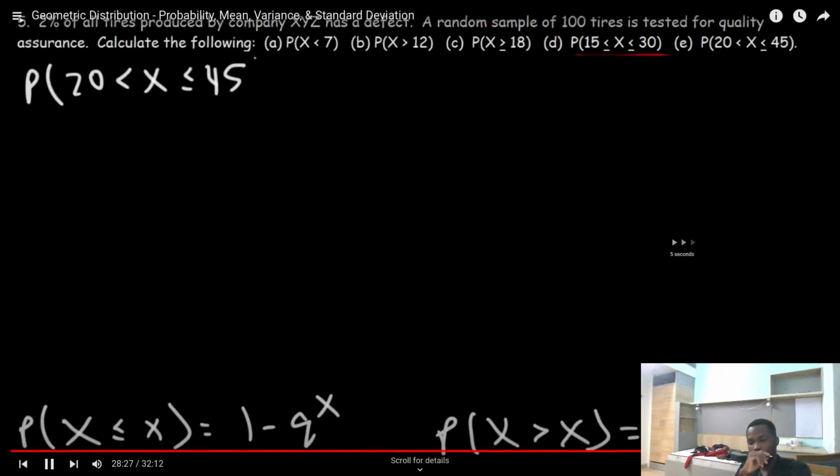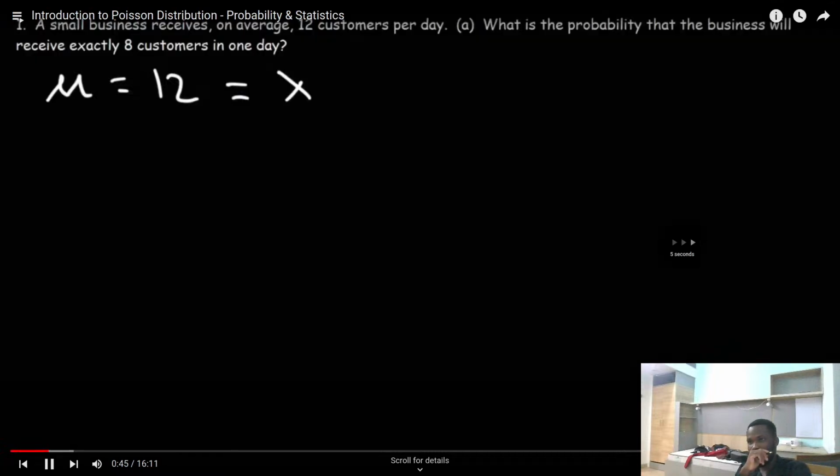So let's calculate the probability in sample. I'm going to use this symbol here. Type E.